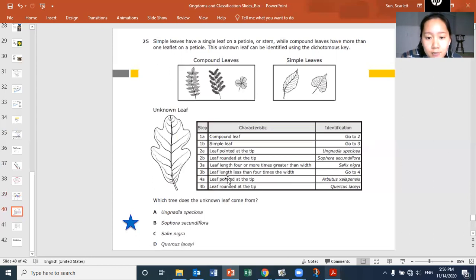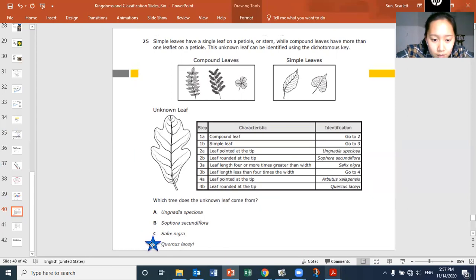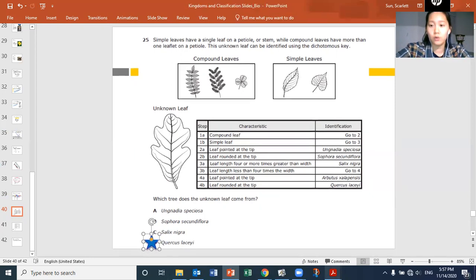Step 4 is: the leaf pointed at the tip, or is the leaf rounded at the tip? And to me, this looks pretty round. Okay, that means that the answer is, if its leaf is rounded at the tip, the answer is Quercus laceyi. Okay, and you would, like in your notebooks, always place your star over the answer, and then you would move on.